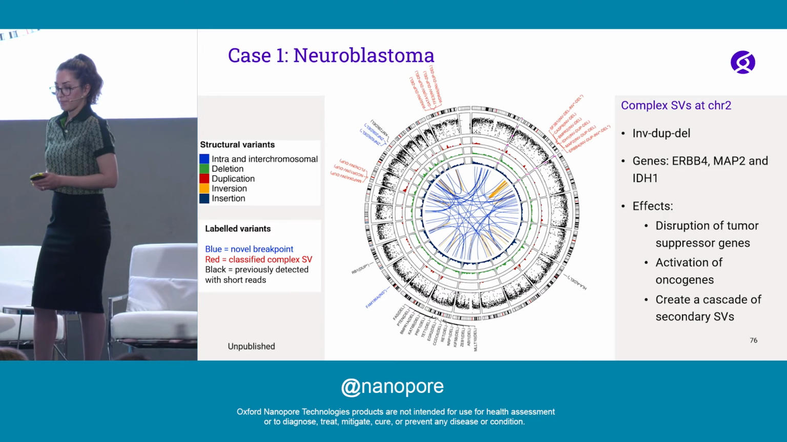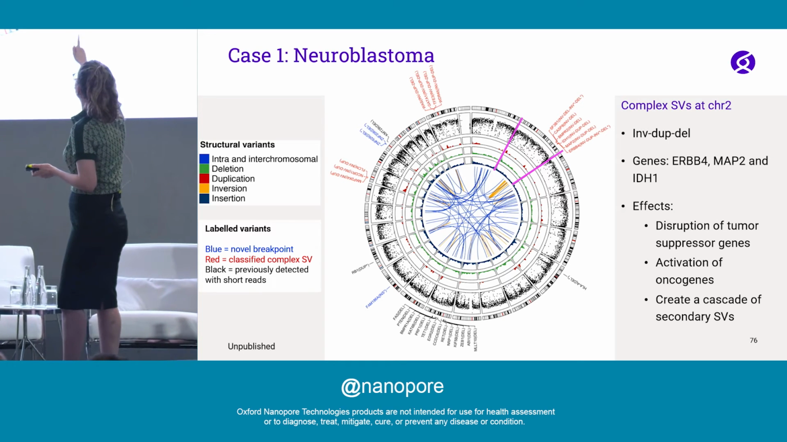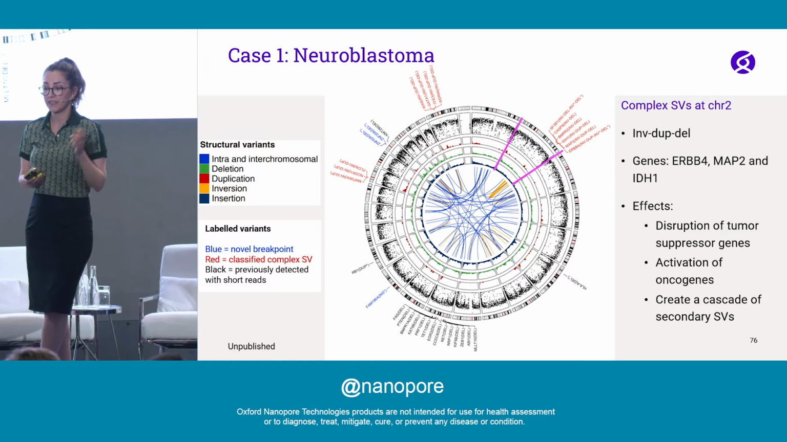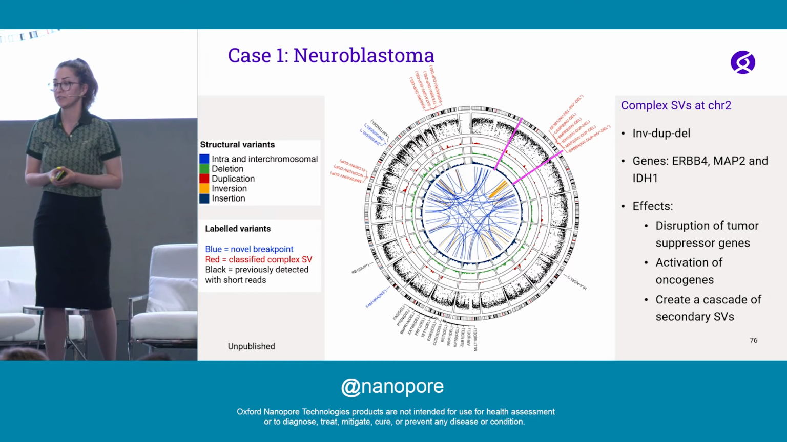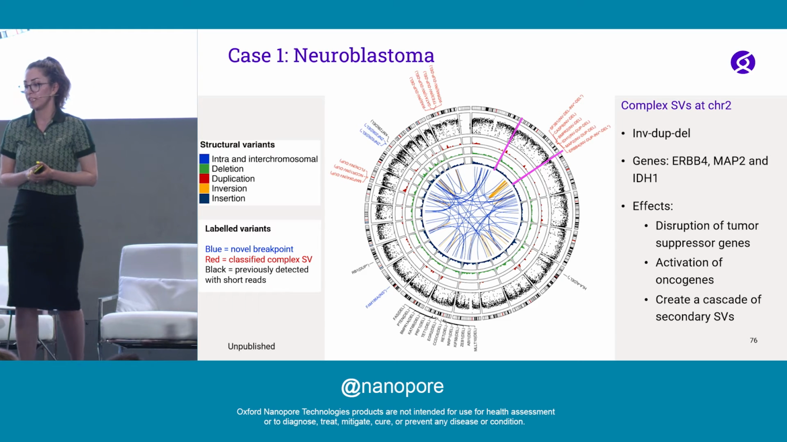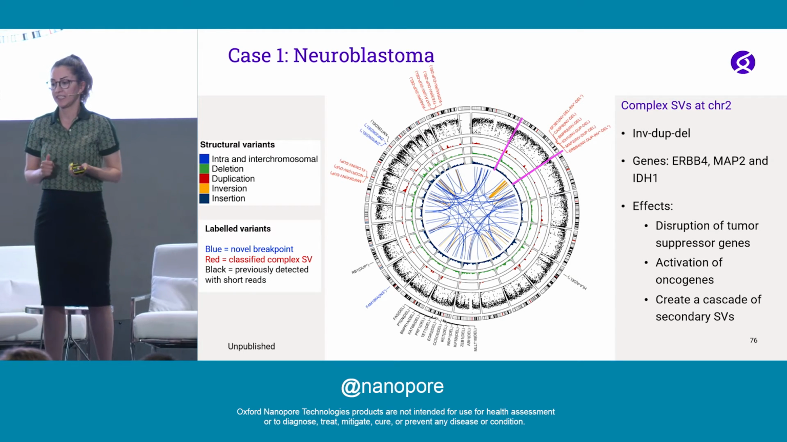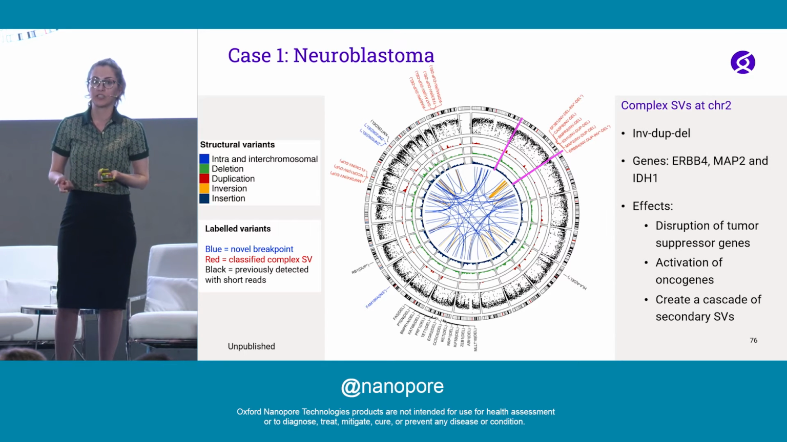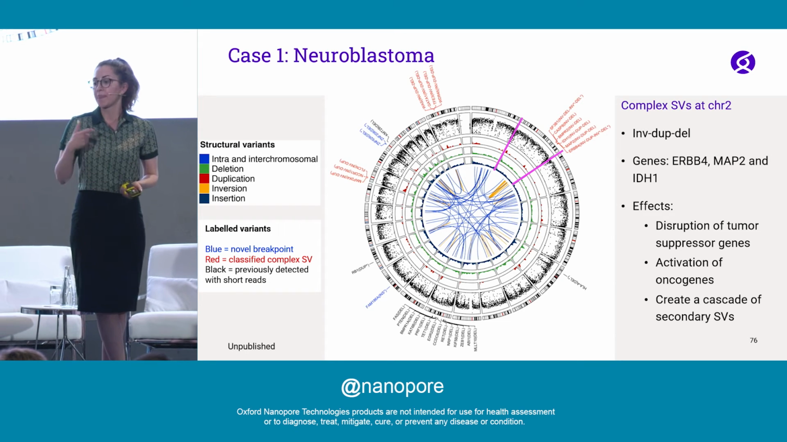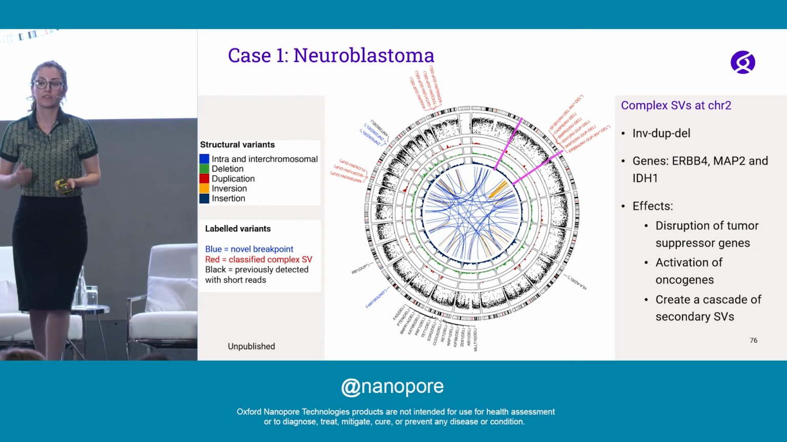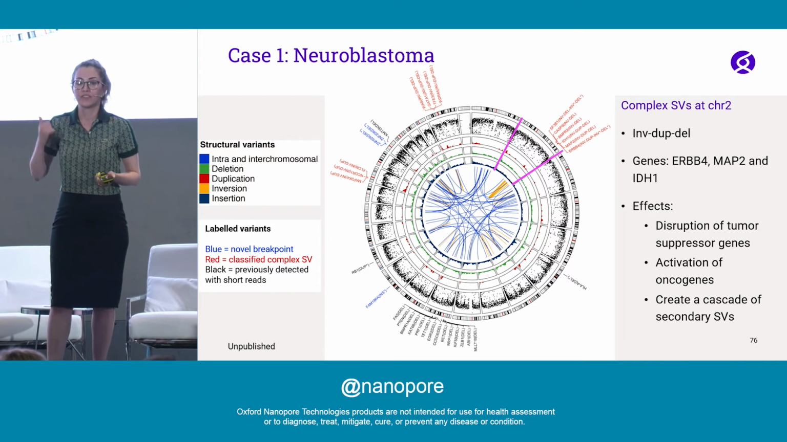As you can see, there is a very complex region in chromosome 2, and we could identify inverted duplicated deletions in the regions of the ERBB4 gene, MAP2 and IDH1. So what is the effect? These inverted duplication deletions are very much involved sometimes in the catastrophic events, and they could disrupt tumor suppressor genes, activate oncogenes, and also create a cascade of secondary SVs.